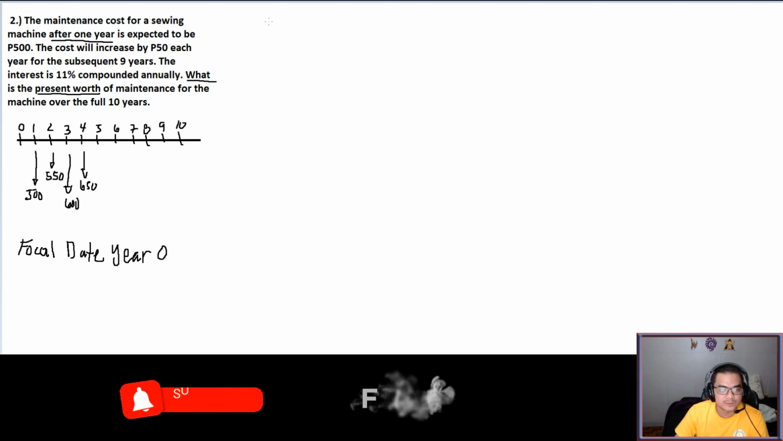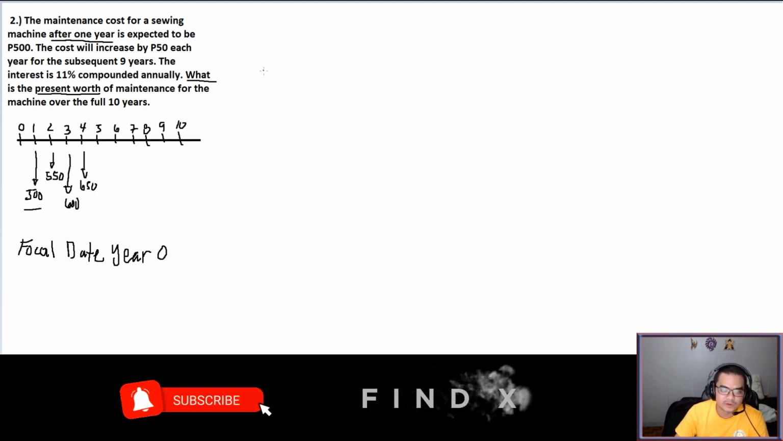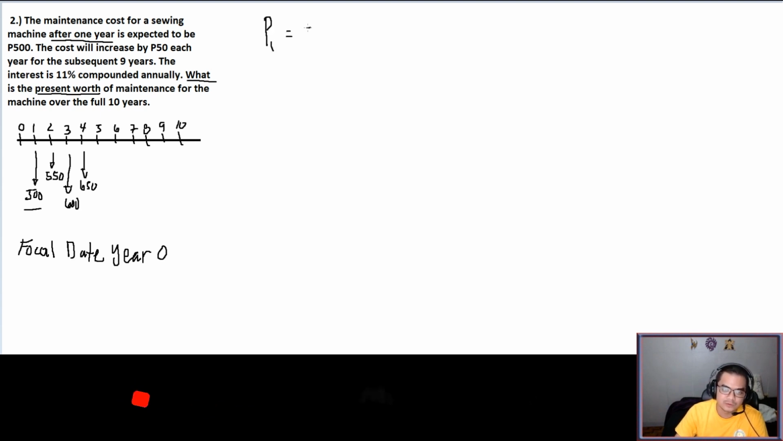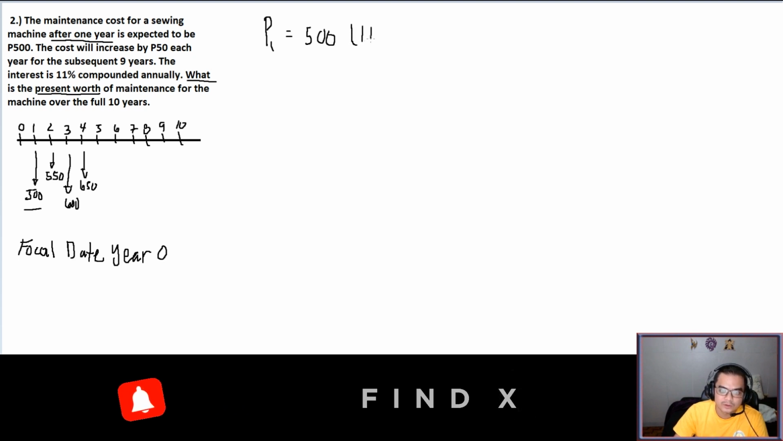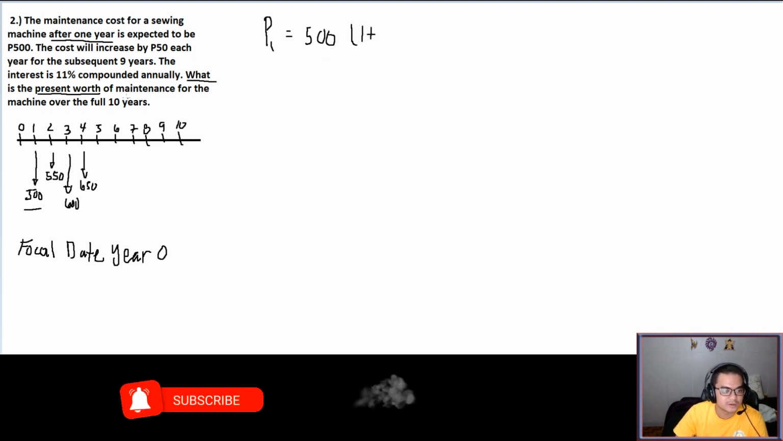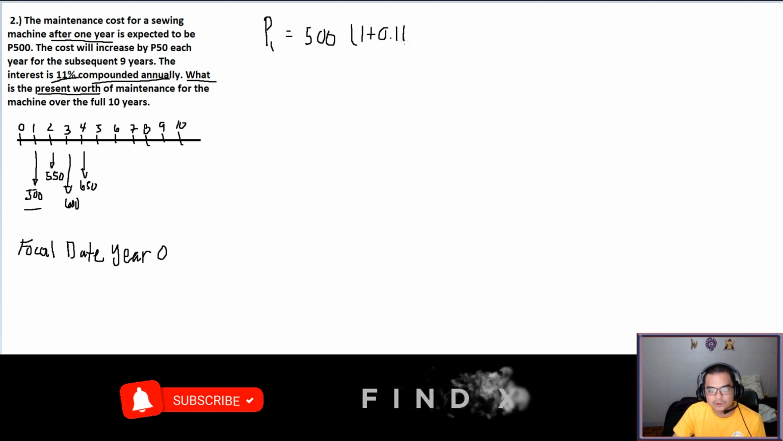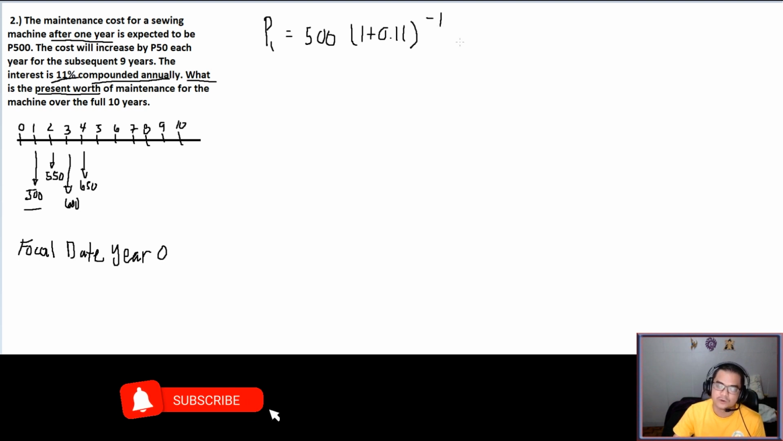Okay, so let's try to bring the 500 first to year 0. Let's say that is P1. That must be equal to 500. So we have to apply again the formula for compound interest. So that is 1 plus, what is the interest? We have an interest rate of 11% compounded annually. So again, it doesn't matter if that is i or j, okay? Because that is compounded annually, therefore n is equal to 1. So 1 plus 11%, that's 0.11 raised to how many years? That is equal to 1 year. You have to bring it back 1 year.